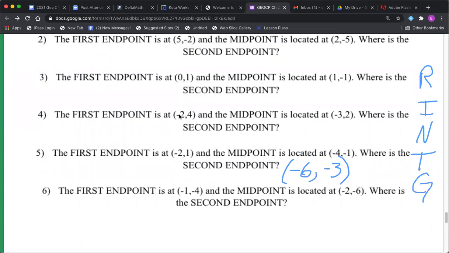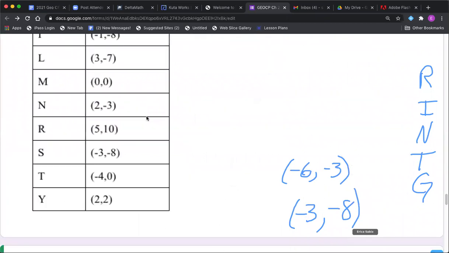Last one. So to get from -1 to a -2, I subtract 1. So let's subtract 1 again. And then from -4 to -6, I subtract 2. So subtract 2 again. (-3, -8). Last letter, is it on here? Yes, there it is. S. Oh. What word is that if you unscramble it? Yes, thank you. That's string.